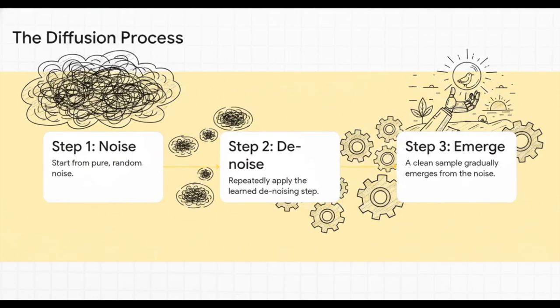So, to generate a totally new image, you start with pure random noise, like an old TV screen with no signal, as you see in step 1. Then, you repeatedly use that trained model to remove just a tiny bit of noise, over and over and over again. And as this process repeats, a clear, coherent, high-quality image slowly emerges from the static. It's actually an incredible thing to watch happen.